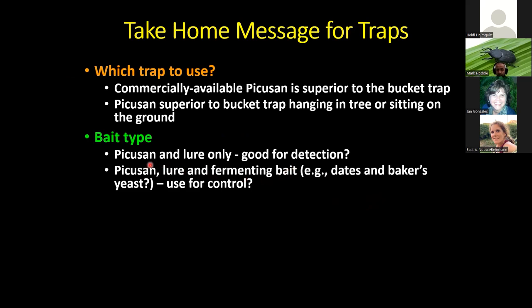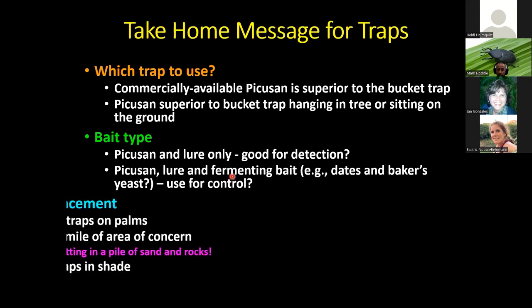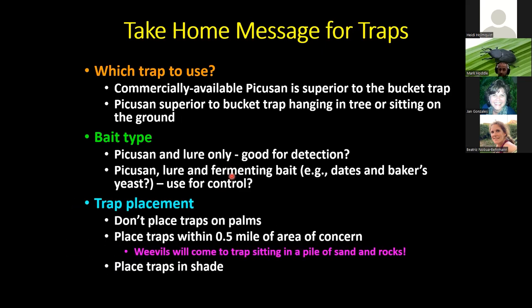The bait type with lures will work, but just putting the lure with some fermenting bait, especially the dates and baker's yeast, can really ramp up the levels of attraction and you can catch many more weevils. This may even be an option for control. Mass trapping is a control option in commercial oil palm plantations in Costa Rica and commercial date orchards in Israel and the Middle East for a different type of weevil, the red palm weevil.